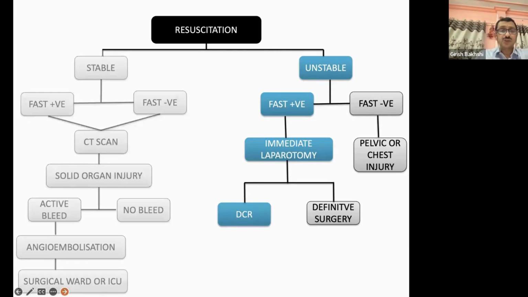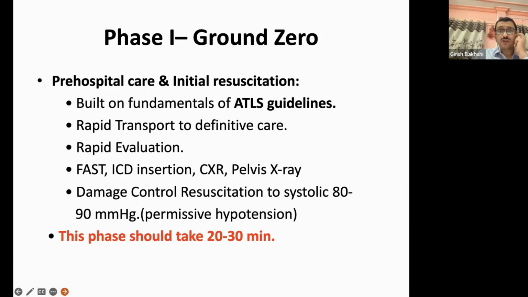The next thing is that you should know that when you talk about ground zero or phase one, which is basically the pre-hospital care, it is built on the principles of advanced trauma life support guidelines, where we talk about airway, breathing, circulation, disability assessment, and environment control. This is a good course, and I recommend that all the students who have passed their MBBS or surgical residents should do this course because they come to know a lot of basic methods of evacuation of patients, what is to be done during transportation of these patients, and basic life-saving procedures like ICD insertion, taking an IV line, endotracheal intubation.